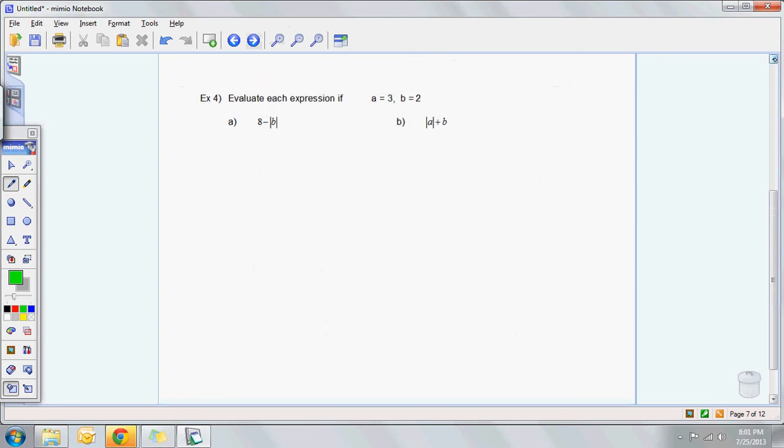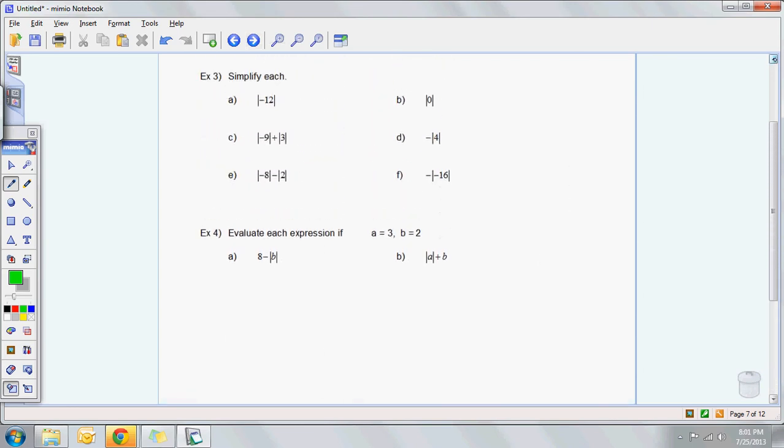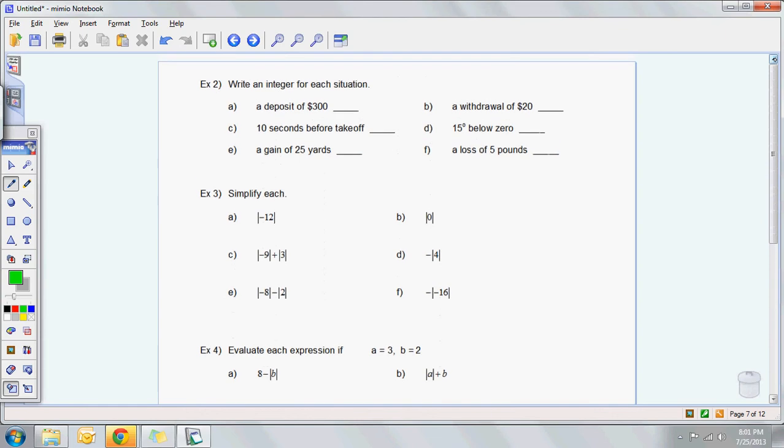And we're going to talk about solving these absolute values here. So write an integer for each step. We remember an integer is just a whole number, positive or negative. So if we deposit something, think of your bank account. If you're putting money in, you're adding to your bank account. So this is going to be a positive 300.